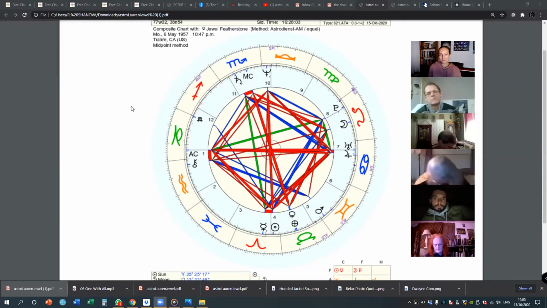Something I would straight away disagree with you on, because yes, it may look a bit scary with all these aspects, but in composites, many aspects like that mean a dynamically activated relationship. No more than that, really. It's not the same thing as an energy interaction, because here we've got no energy interaction. The composite is an abstraction.